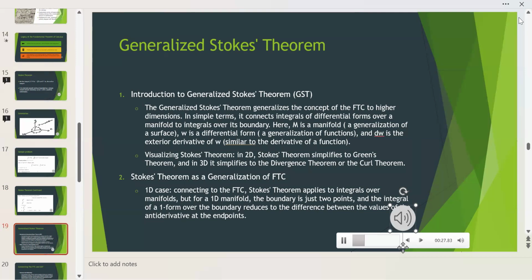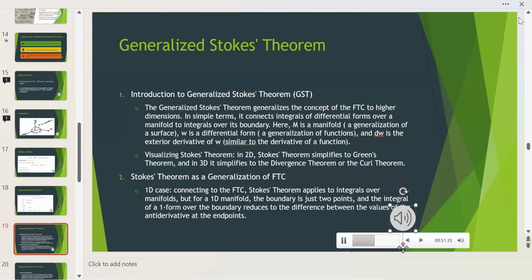The theorem states that the integral over M of dω equals the integral over the boundary of M of ω. Here, M is a manifold, which is a generalization of a surface. ω is a differential form, which is a generalization of functions, and dω is the exterior derivative of ω, which is similar to the derivative of a function.